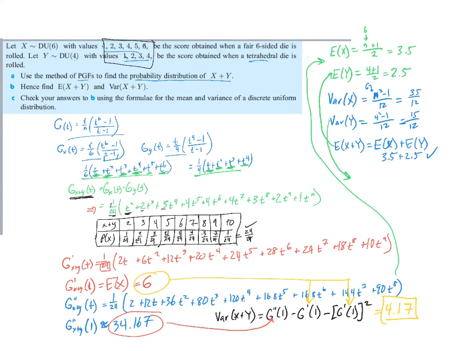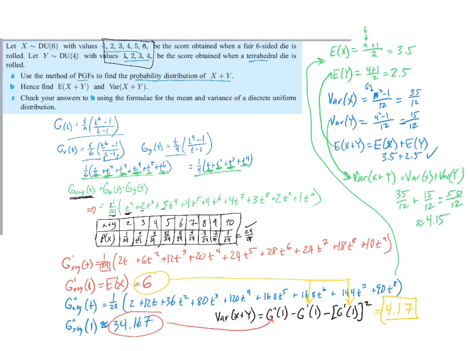So remember, variance of x plus y is equal to what? See if you can remind yourself. It's just the variance of x plus the variance of y. So we're going to take 35 over 12 plus 15 over 12. And we should get 50 over 12. And 50 over 12, my friends, is approximately equal to 4.17. So it works. So there you go.